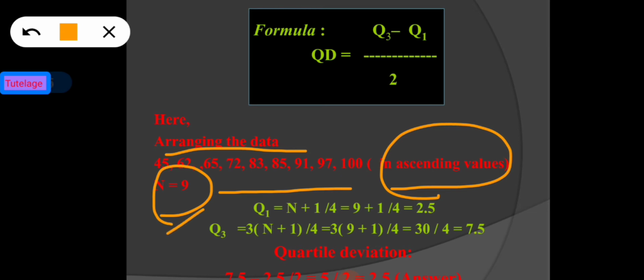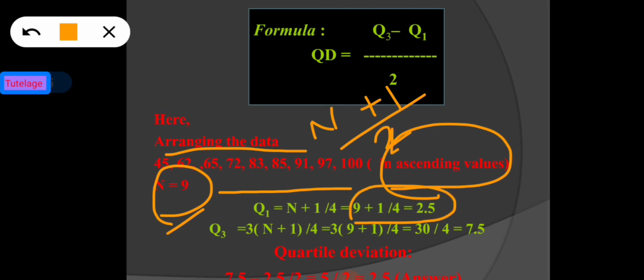So what is the formula of Q1? That is n plus 1 by 4, because quartile deviations divide into 4 equal parts. So n is 9. So 9 plus 1 divided by 4, that means 2.5 is the answer for Q1.